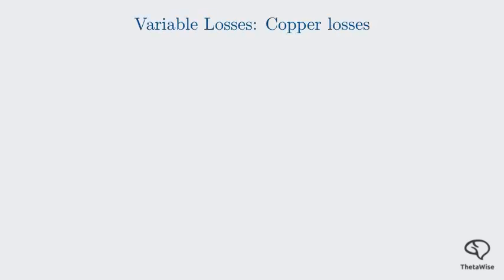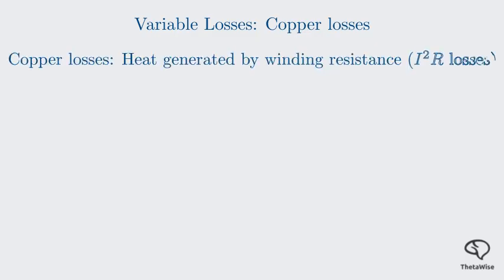What are copper losses? They are simply the heat generated due to the electrical resistance of the windings. When current flows through any wire, some electrical energy is converted into heat. This heat is energy lost. These losses occur in both the primary and the secondary windings of the transformer.